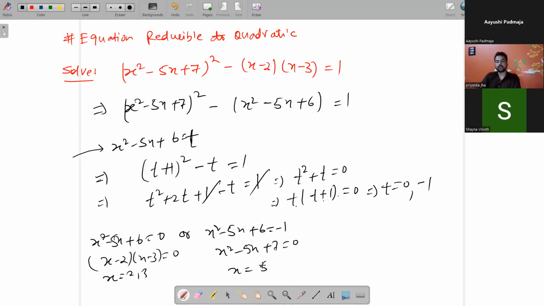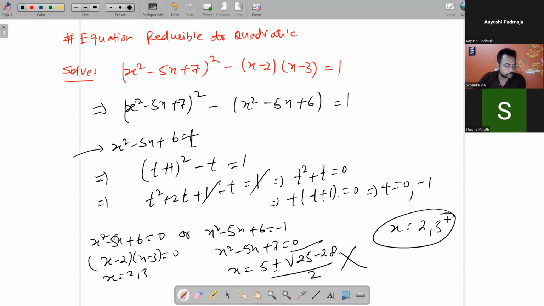So x equal to minus b plus minus under root b squared minus 4ac, that is, square root of minus 3, upon 2. So this discriminant is negative. So no real value of x is possible. So our answer is x equal to 2 or 3. Understood? That is how we solve.